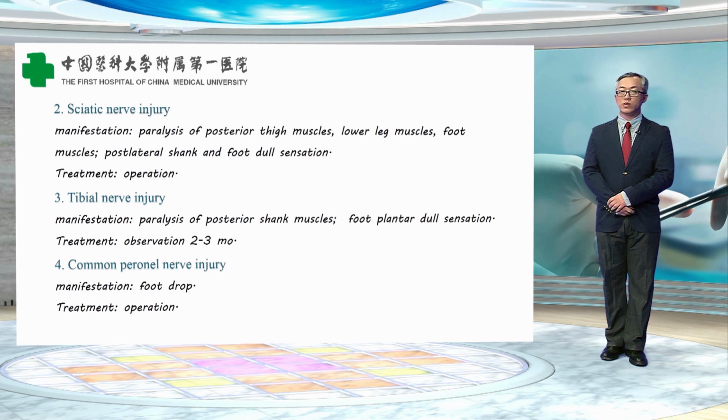Second, sciatic nerve injury. Manifestation means paralysis of posterior thigh muscles, low leg muscles, foot muscles, and posterolateral shank and foot dull sensation. The treatment is operation. Third, tibial nerve injury. The manifestation: paralysis of posterior shank muscles, foot plantar dull sensation. The treatment: we can keep observation 2 to 3 months. Common peroneal nerve injury. The manifestation is foot drop, and treatment: we use operation.